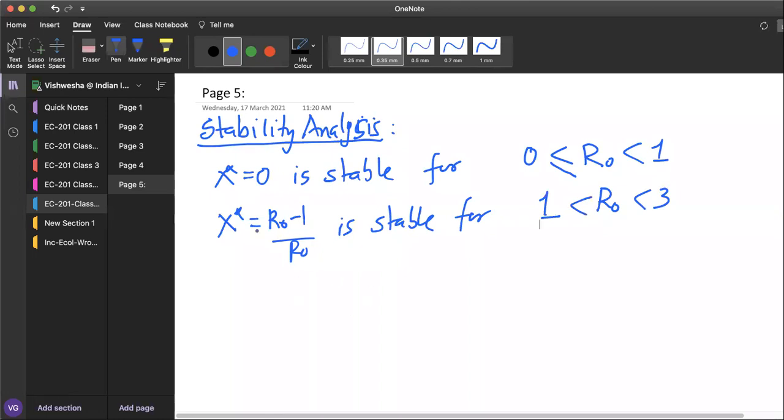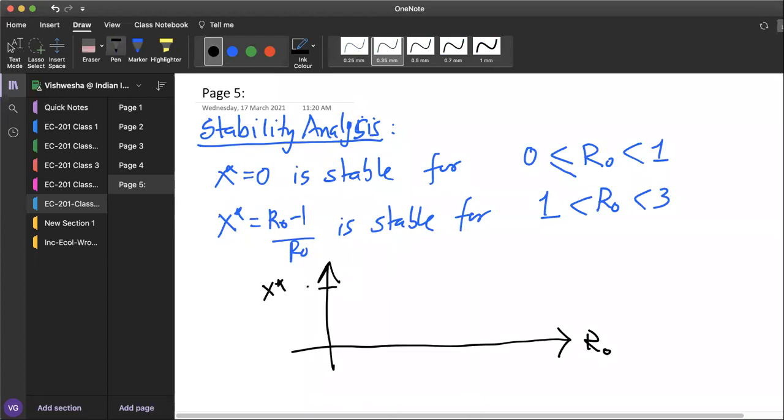Now we can plot this, right? Okay, let me plot this now. So x-axis is r0, y-axis is x star. This is 1. Okay, this is again 1. So this is 3. We extend this a bit more.